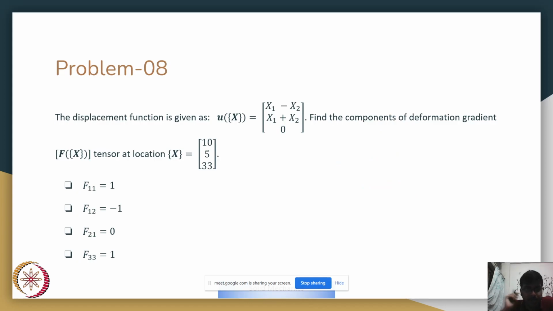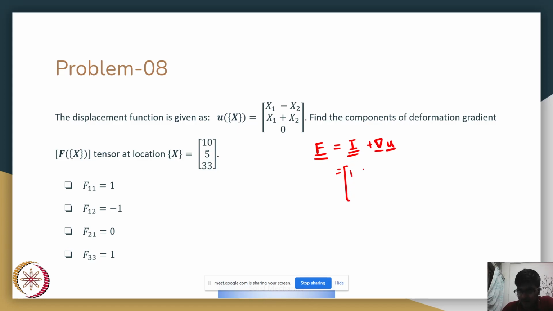Okay, so we are now given a displacement function. u of x is x1 minus x2, x1 plus x2, 0, and we have to find the components of the deformation gradient at some location x. Does anyone remember how we calculate the deformation gradient in terms of the displacement function u? I plus the gradient of displacement. Correct. This is identity plus gradient of displacement.